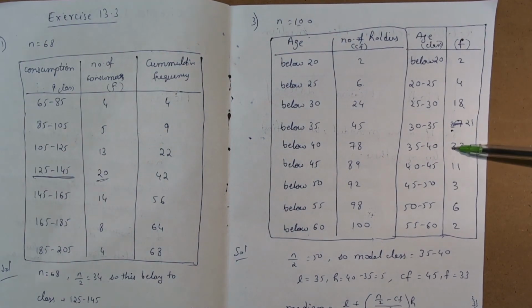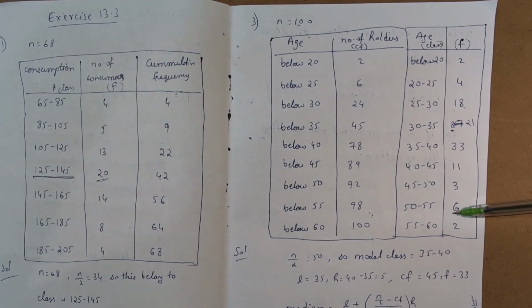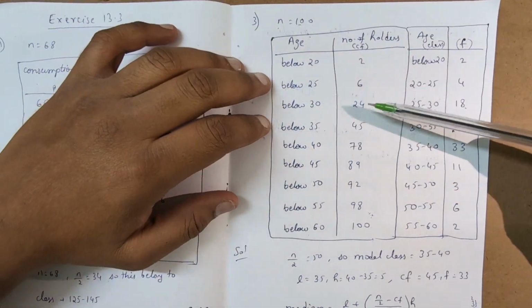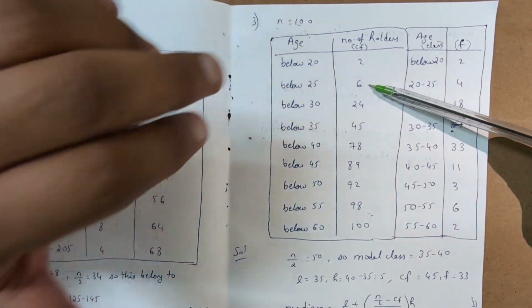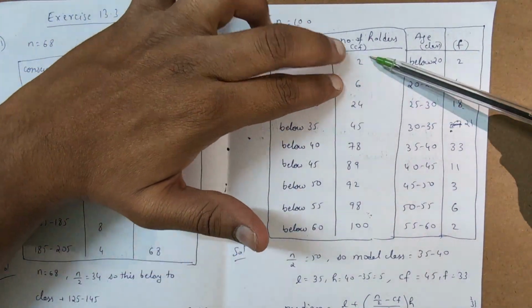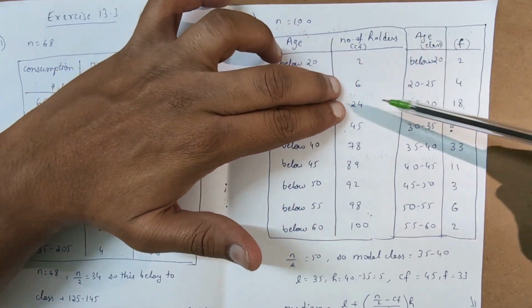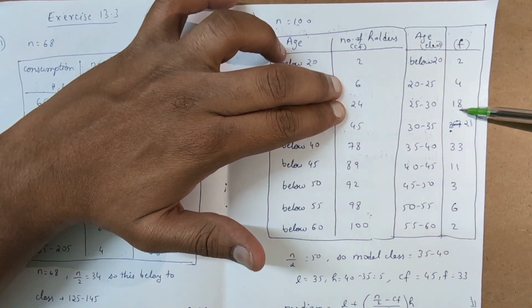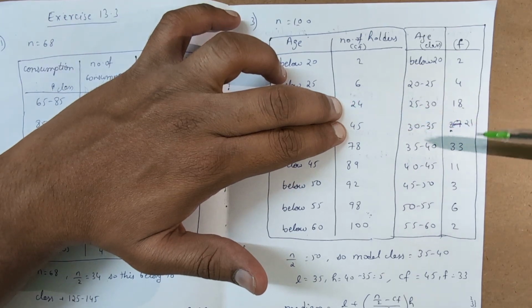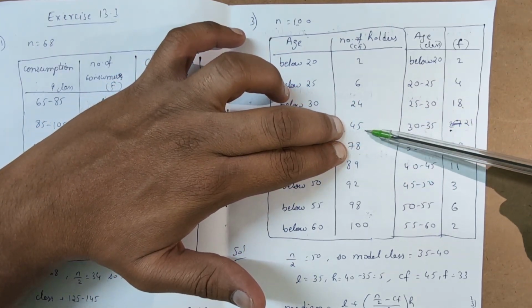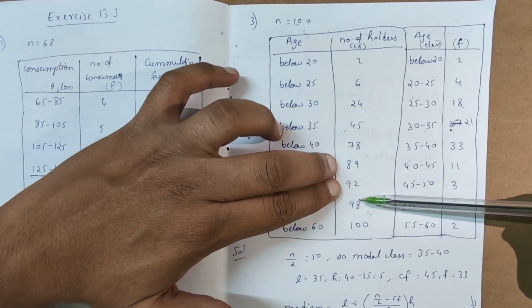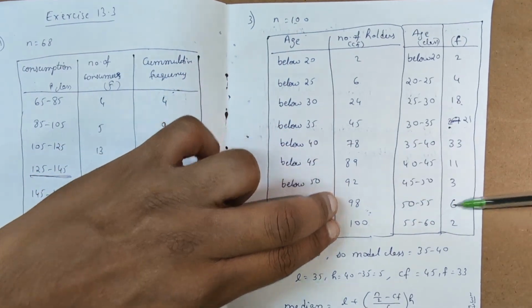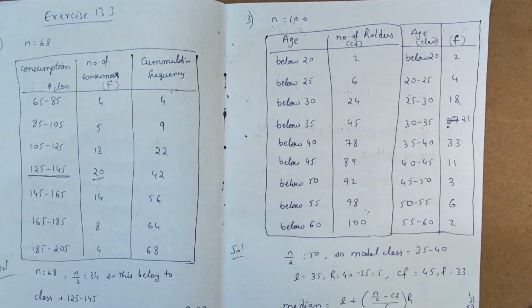Okay, so I will just repeat again how to find the frequency values using our cumulative values. Here the first value we directly write, whereas the next value will be the subtraction of the previous value from it. So 6 minus 2 is 4, 24 minus 6 will become 18, 45 minus 24 will become 21, 78 minus 45 will become 33, 89 minus 78 will become 11, 92 minus 89 is 3, 98 minus 92 is 6, and 100 minus 98 will become 2.